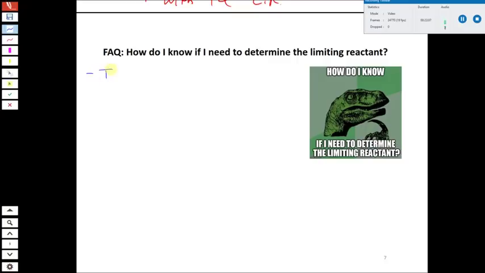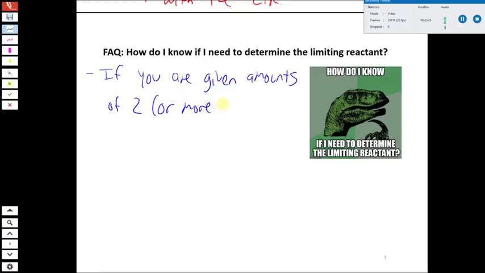And so the way we know if you have to determine limiting reactant is if you are given amounts of two or more substances, two or more reactants specifically. So if we know how much of more than one of the reactants we have, if you're given amounts of two, or in rare cases more than two, of the substances that are reactants, you have, I don't like to use absolutes, but this is one where I feel comfortable, you must first determine what the limiting reactant is. Okay?